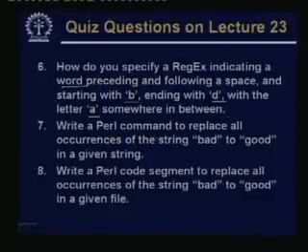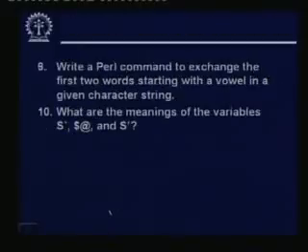Write a Perl command to replace all occurrences of the string bad with good in a given string. The last question is the same, but not in a string; you have to replace it in a given file. Okay. So, with this there are a couple of other questions. Write a Perl command to exchange the first two words starting with a vowel in a given character string. You find two such words and then exchange them. And what are the meanings of the three special variables I have just mentioned?